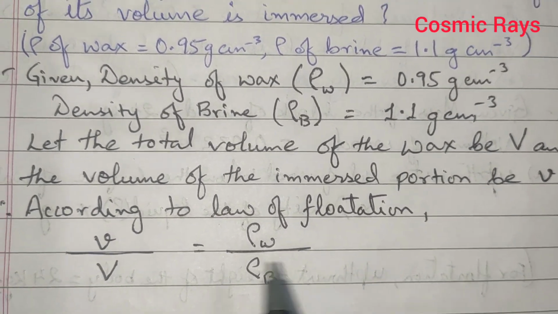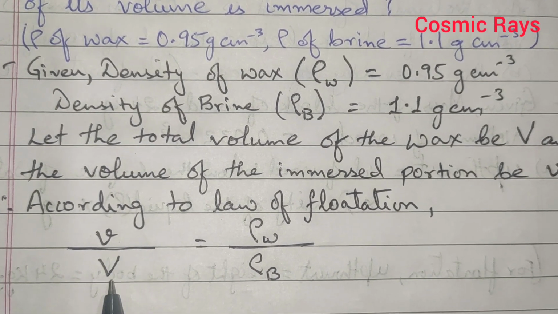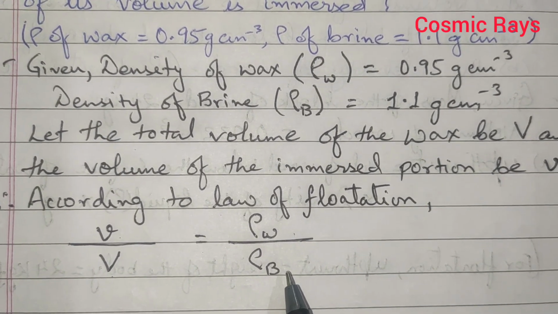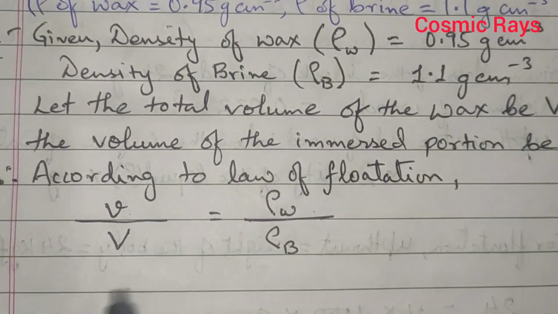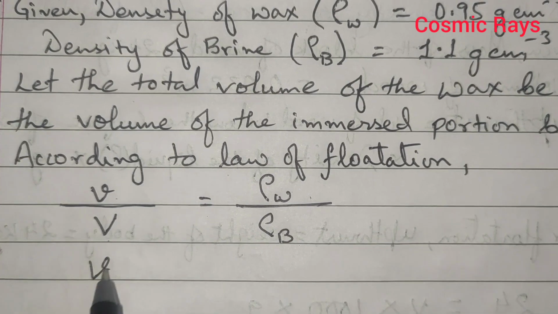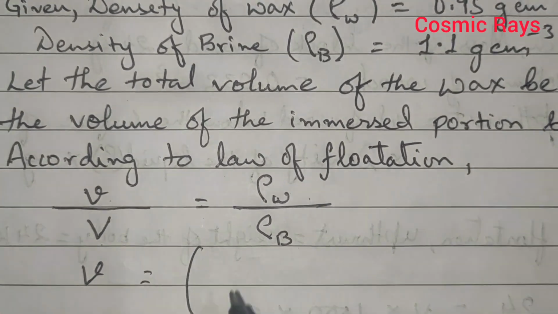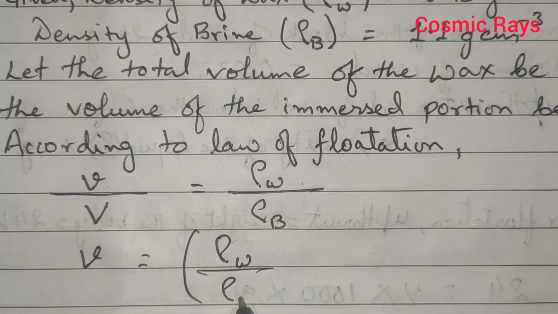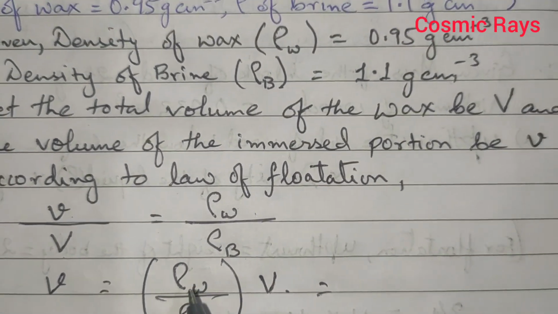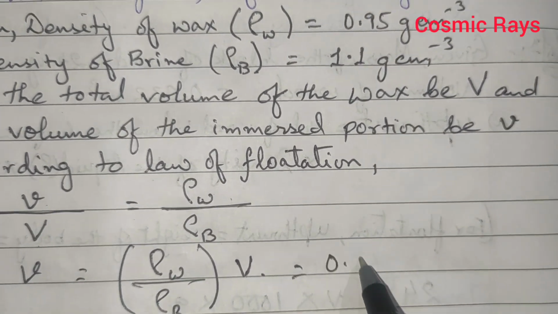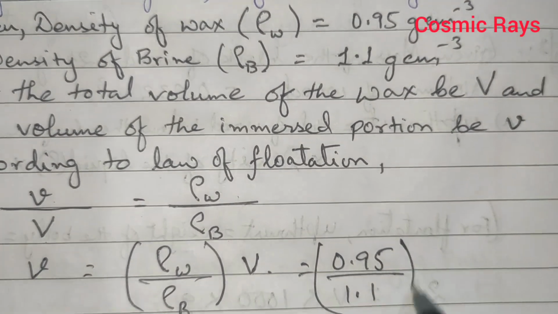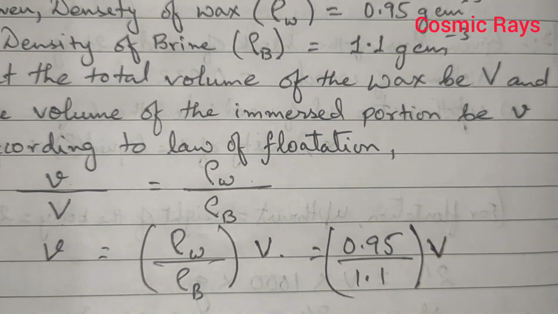So according to the law of flotation, the volume of the submerged part divided by the total volume is equal to the density of the wax divided by the density of the liquid, that is brine. So we have the values for these two densities. So we just write the volume of the submerged part will be the value of this ratio, the ratio of the densities, into the total volume. So the density of the wax is 0.95 and the density of the brine is 1.1, multiplied by capital V, that is the total volume.